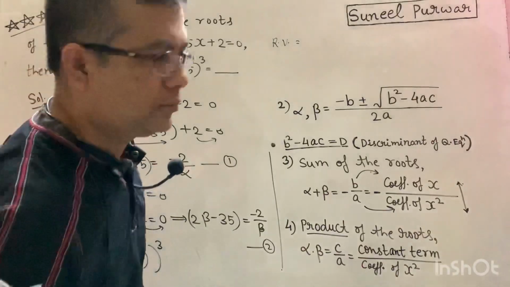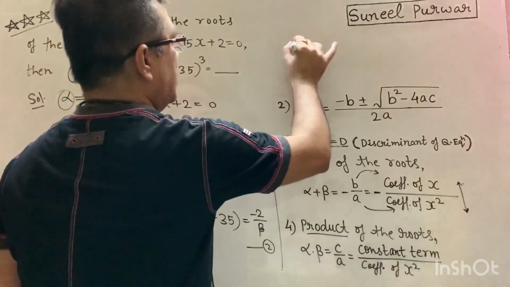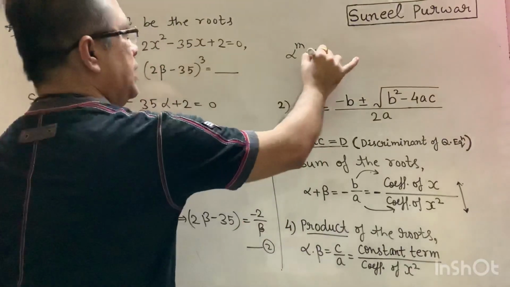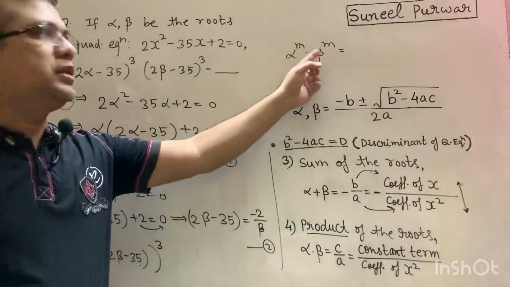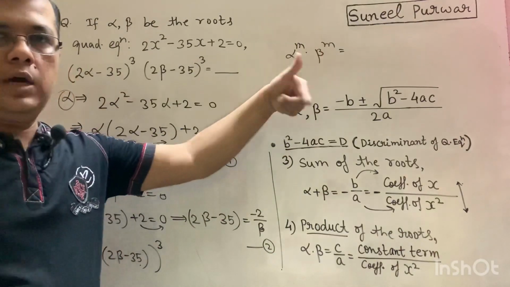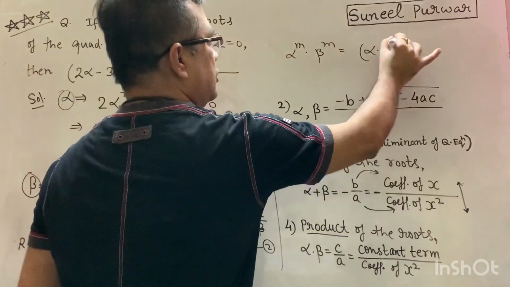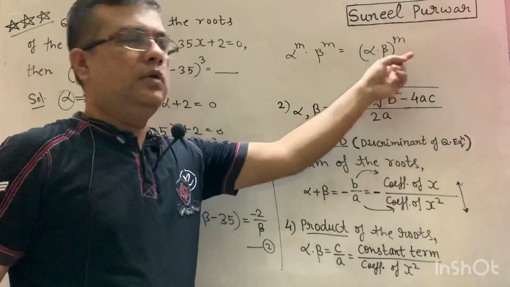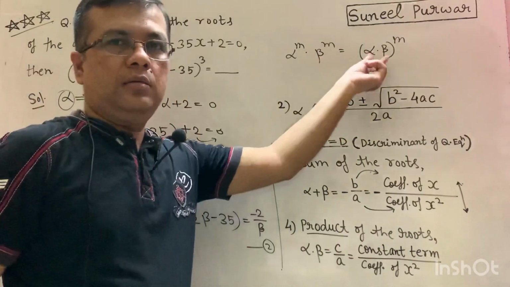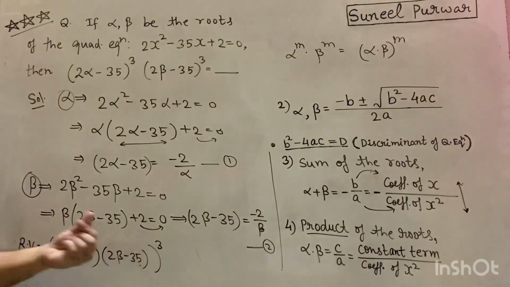Reminding you, alpha to the power m into beta to the power m. When the two exponentials have the same exponent, what happens? You will have the product of the bases raised to the same exponent. The same exponent will continue and the bases will get multiplied, product of the bases. So that's what you have.